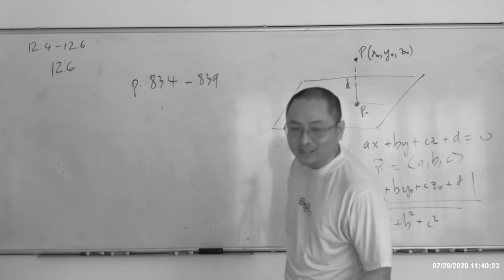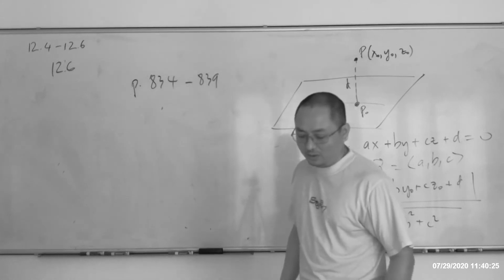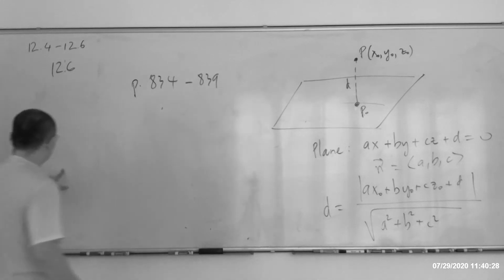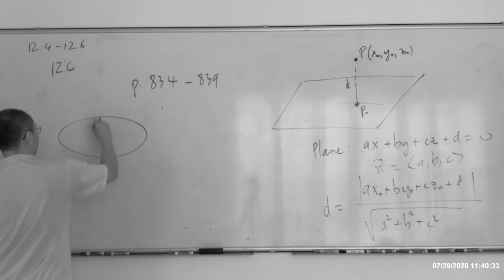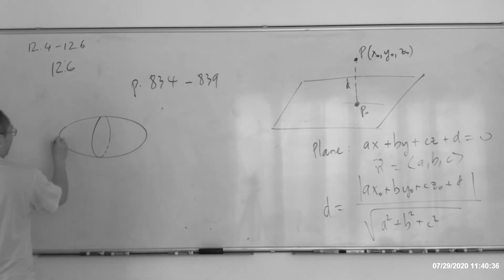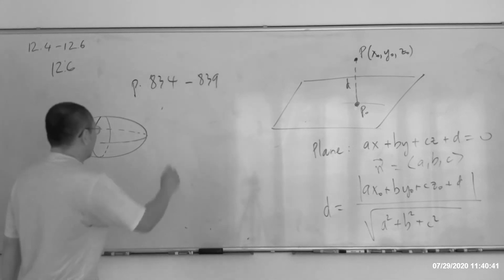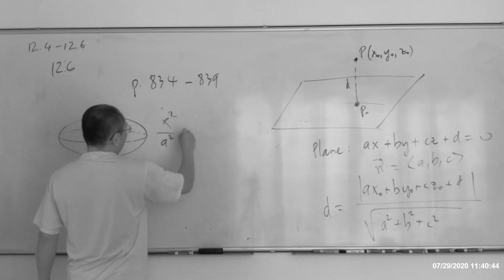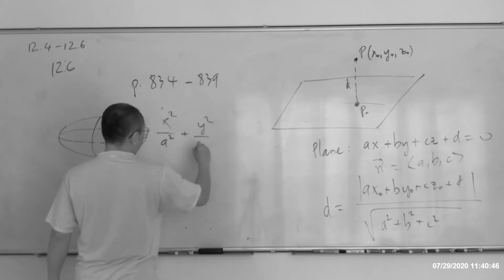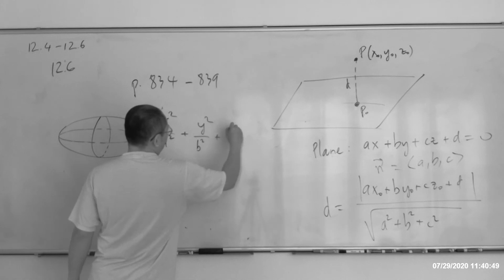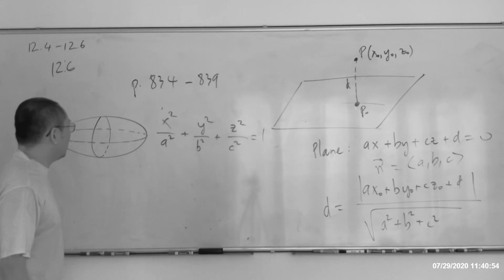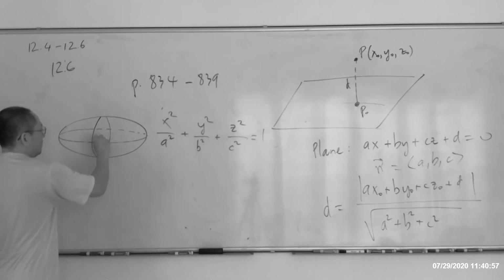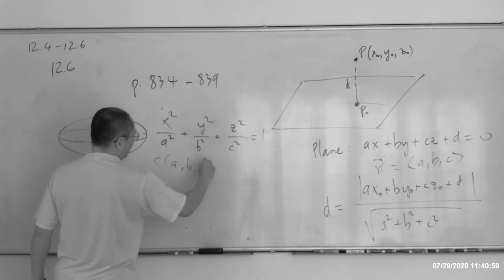Let me try my best to draw the 3D objects on the board. First of all, the ellipsoid. In 2D, you got an ellipse, right? Now in 3D, we have the ellipsoid. Again, excuse my drawing. It's like a football. The equation of this one is going to be x squared over a squared plus y squared over b squared plus z squared over c squared equal to 1, where x, y, z are variables and a, b, c is the center. The center is at a, b, c.